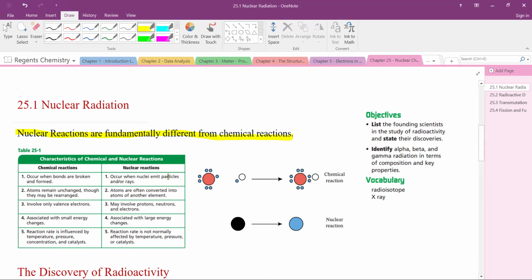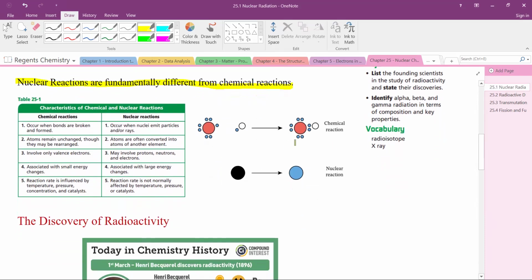We see the emission of particles or high energy rays. There are other particles. We have protons, neutrons, electrons, things like positrons, neutrinos, other types of particles that just don't have a role really in chemistry. And these are associated with very large energy changes. We use them in bombs and to create energy. So lots of energy change.